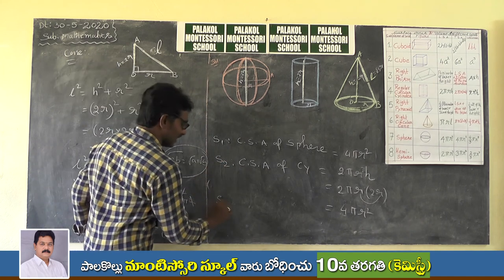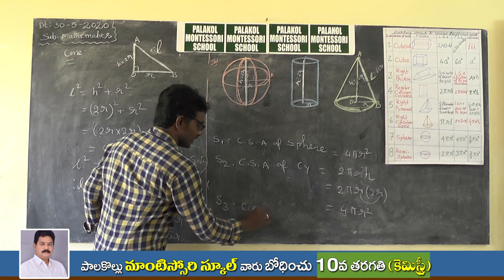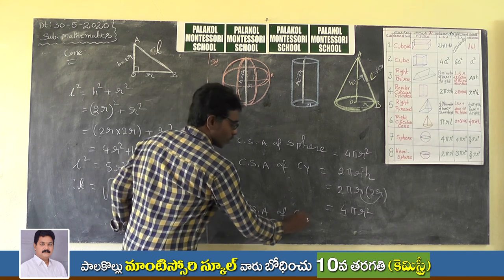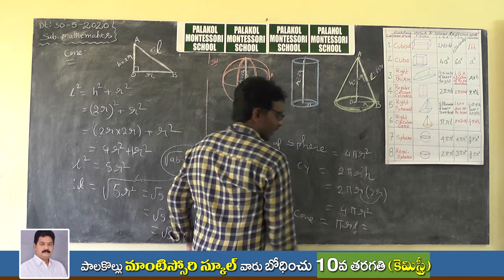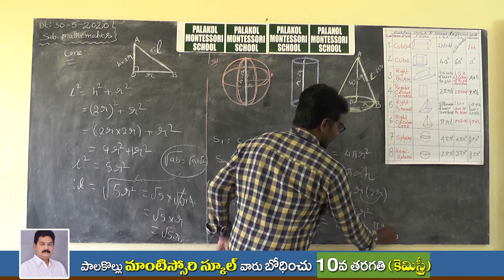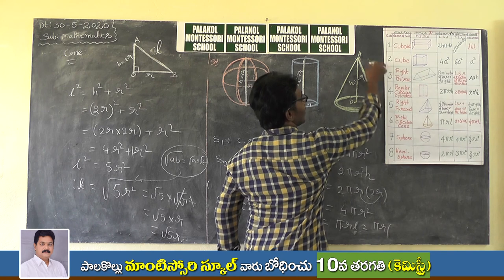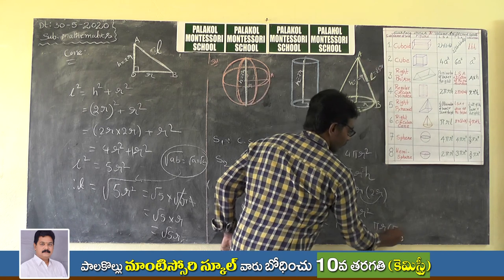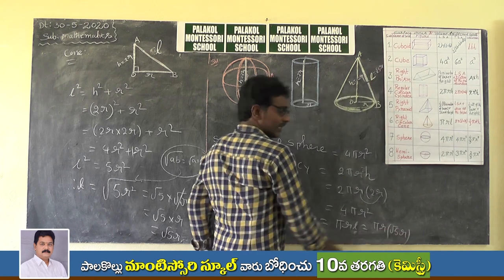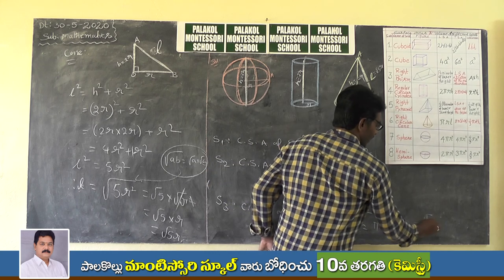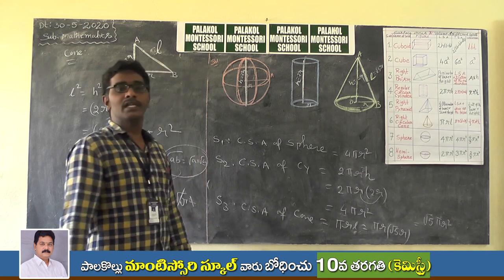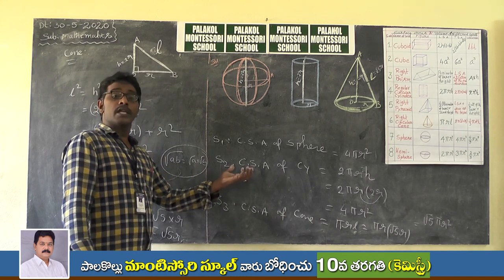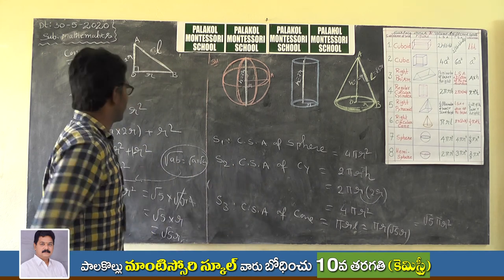Next one, S3, curved surface area of the cone, that's the formula pi r L. Pi doesn't change, r doesn't change. Already we found L in the cone, that is root 5 r. So after simplification, that's root 5 pi r square. Now you find out the ratios of the curved surface areas.